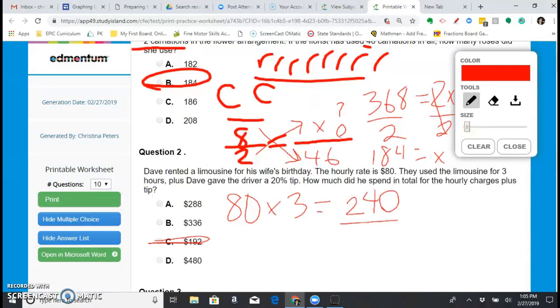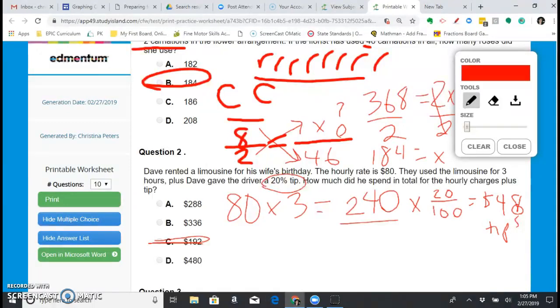We have to figure out what 20% is. There's a lot of different ways you can do that. You can remember to move your decimal 2 places, or you can remember that a percent is always over 100. Use your calculator. 240 times 20 divided by 100. So he's going to pay $48 in tips.